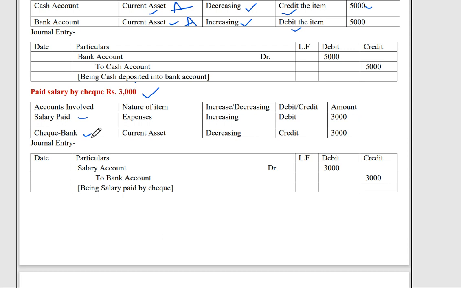That employee will go and deposit that check in the bank, then that amount will be deducted from your business account, right? So obviously here bank is involved, hence salary is an expense and bank account is a current asset item. So when you are paying a salary to your employees, expenses are increasing for you.